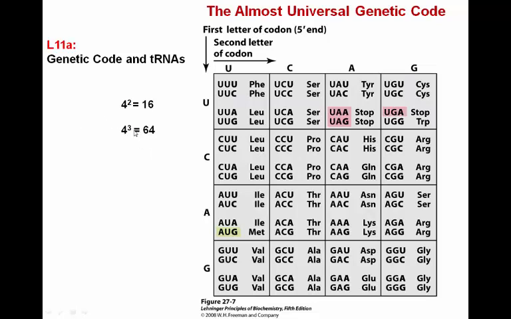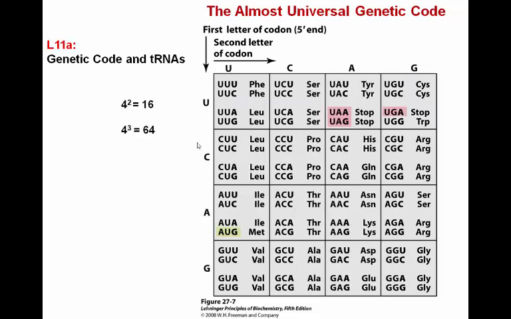4 to the third gives us 64. So here's our 64 combinations of the triplet genetic code. One of the combinations, AUG, is a start codon, and that codes for methionine. We have 3 codons that are stop codons. So UAA, UAG, and UGA are stop codons. And then the other 61 triplets are used to code for amino acids.